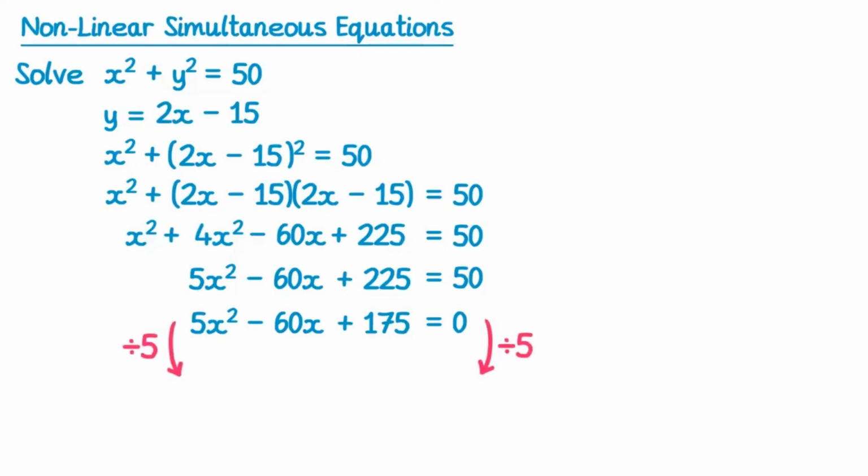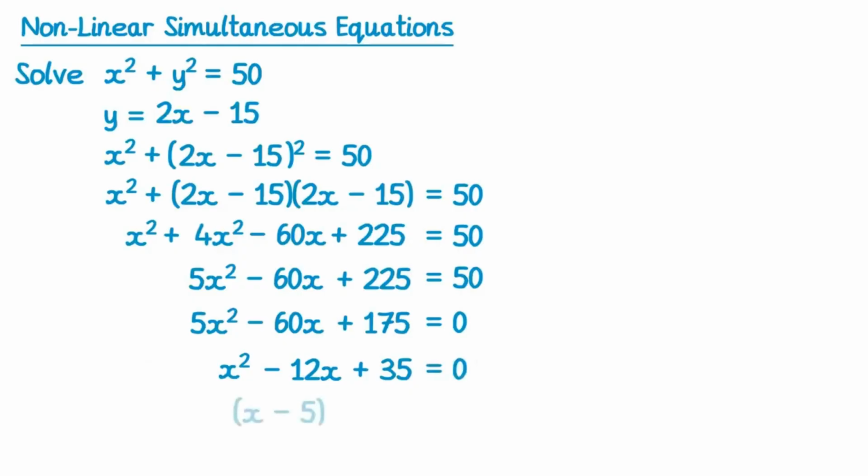If we divide by 5 on the left hand side, rather than 5x squared, we just get 1x squared. And then negative 60 divided by 5 is negative 12, so negative 12x. And 175 divided by 5 is 35. And on the right hand side, you also have to divide by 5, but 0 divided by 5 is still 0. So we can solve this quadratic equation instead. This one will factorize really nicely. It's x minus 5, x minus 7 equals 0, which gives you two solutions. x equals 5 and x equals 7.